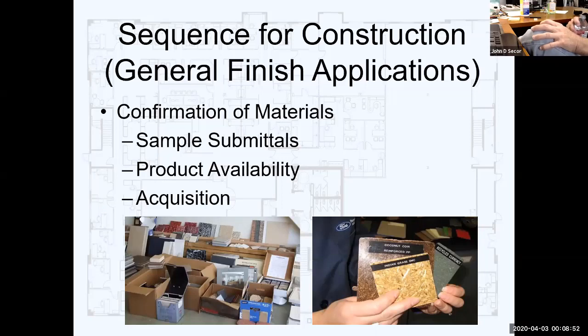Acquisition. There are some methods of acquisition in which the owner says, I don't want the contractor buying that and installing it. I get a discount. I'm going to do it myself. So it's called owner supplied contractor installed materials.